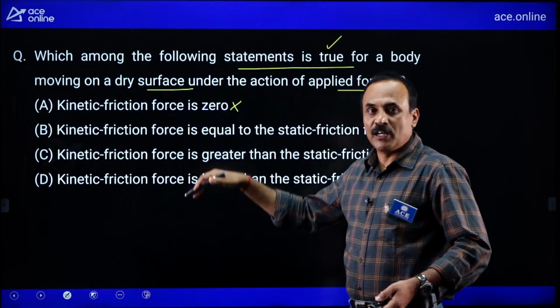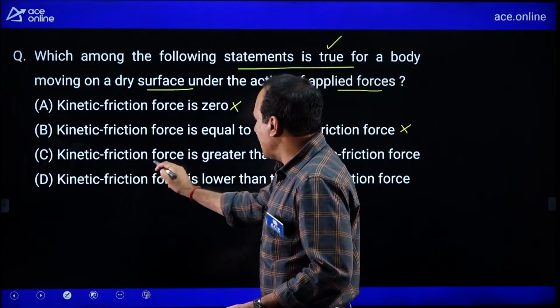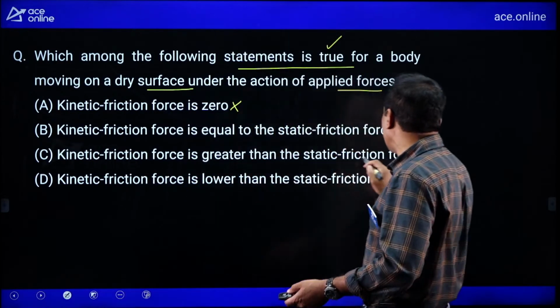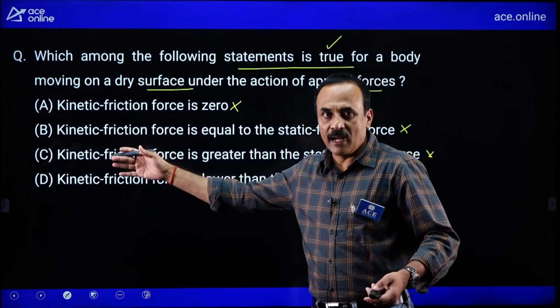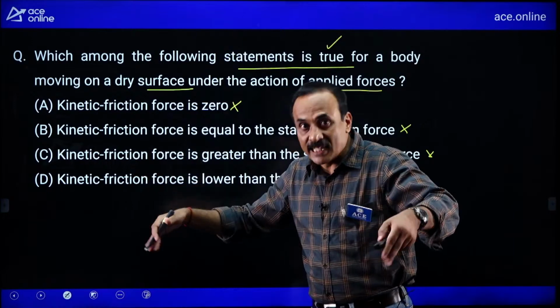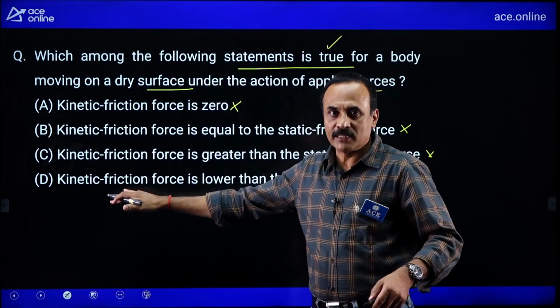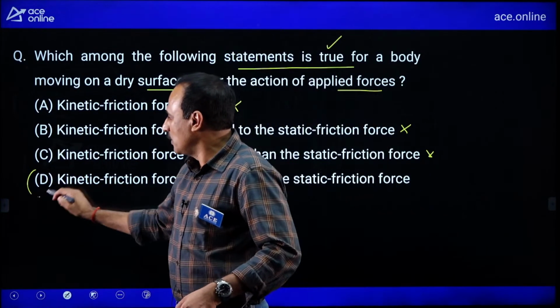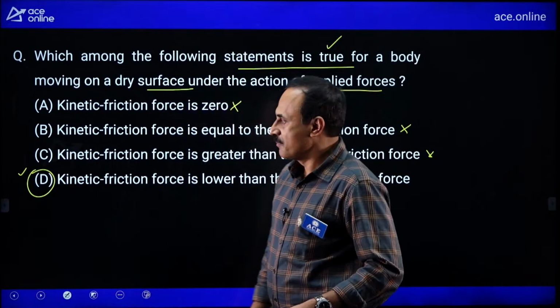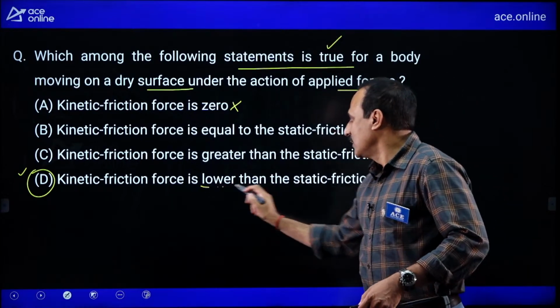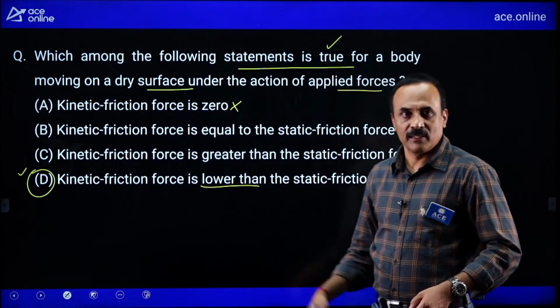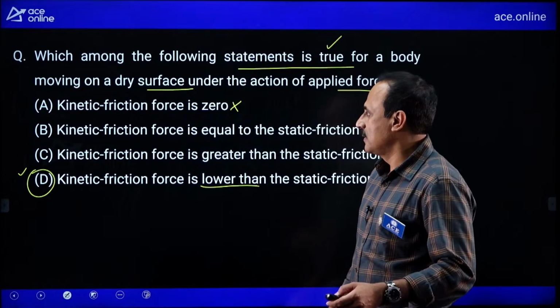కైనెటిక్ ఫ్రిక్షన్ మే బి డిఫరెంట్ ఫ్రమ్ స్టాటిక్ ఫ్రిక్షన్. కైనెటిక్ ఫ్రిక్షన్ ఫోర్స్ ఇస్ గ్రేటర్ దాన్ ది స్టాటిక్ ఫ్రిక్షనల్ ఫోర్స్, ఇది కూడా కాదు. మీకు ఆల్రెడీ తెలుసు కైనెటిక్ ఆర్ డైనమిక్ ఫ్రిక్షన్ ఇస్ లెస్ దాన్ స్టాటిక్ ఫ్రిక్షన్. 3 ఆప్షన్స్ తప్పైనప్పుడు కళ్ళు మూసుకొని 4th ఆప్షన్ కరెక్ట్ అని చెప్పచ్చు. 4th ఆప్షన్ ఒకసారి చూద్దాం. కైనెటిక్ ఫ్రిక్షన్ ఈజ్ లోయర్ దాన్ ద స్టాటిక్ ఫ్రిక్షన్, కరెక్ట్. ఆప్షన్ డి ఈజ్ ద కరెక్ట్ ఆప్షన్.